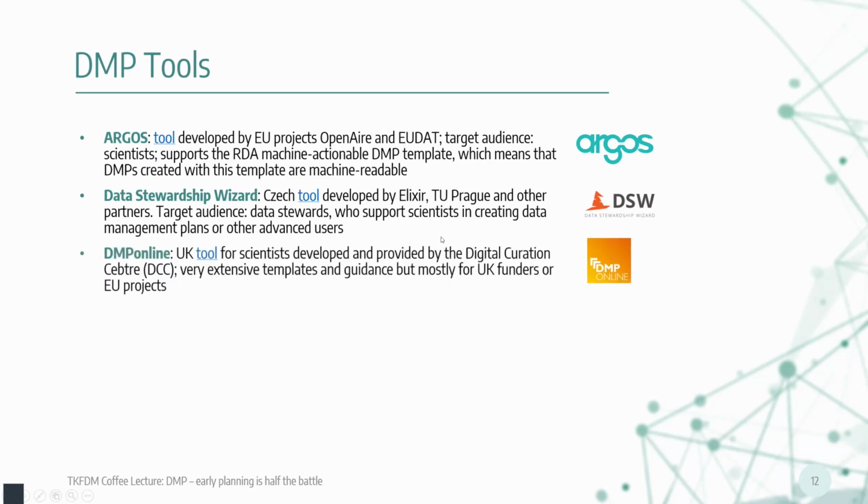Then there is, I think, the oldest tool, which doesn't mean that it's not updated regularly, which it is. But it's the one that's been around for the longest: DMP Online, which is a UK tool for scientists developed and provided by the Digital Curation Centre, the DCC. It has very extensive templates and guidelines, but mostly for UK funders or EU projects. So I would recommend this if you're in an EU funded project.